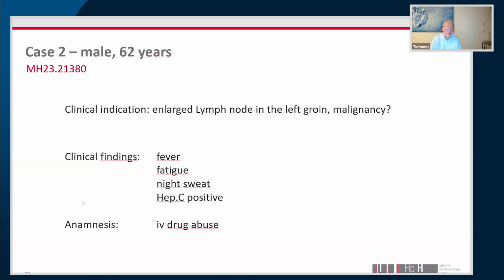And the next one is case 2, a 62-year-old man, and he has enlarged lymph nodes in the left groin, or one enlarged lymph node in the left groin, and this lymph node was taken out by the surgeons, and the question was malignancy. Clinical findings, as usual, fever, fatigue, night sweat, and he was hepatitis C positive. And the clinical anamnesis found out he was an IV drug abuser.